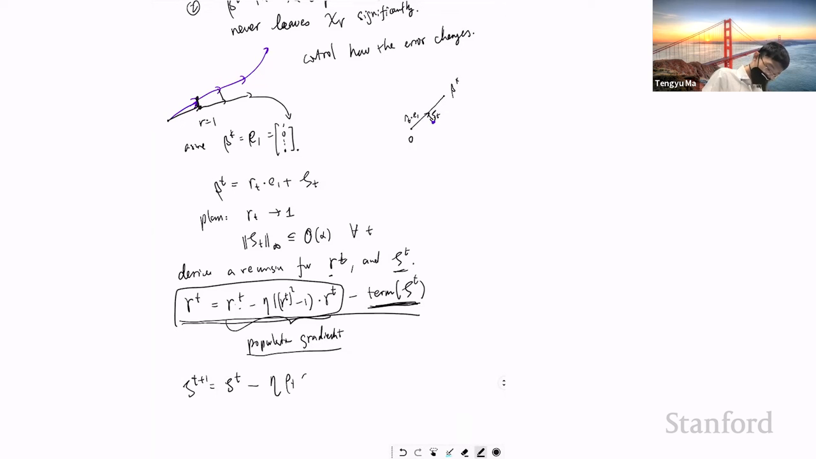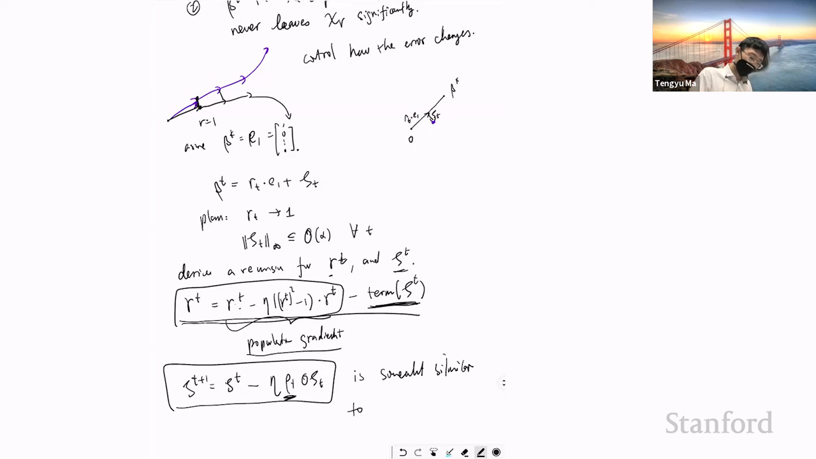Some vector rho t times zeta t, something like this. I'm not going to define rho t. And what you do is that this is somewhat similar to the case for those i not in S, the beta i t recursion. So it's not so okay.